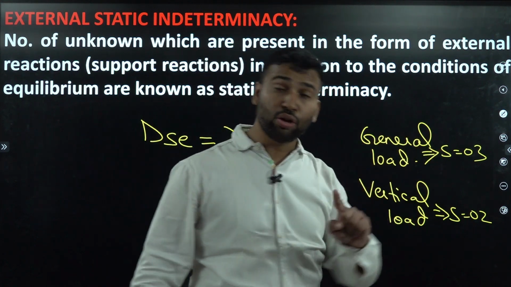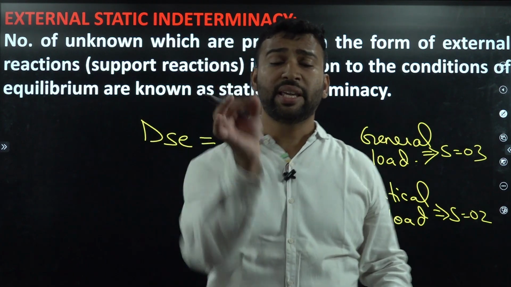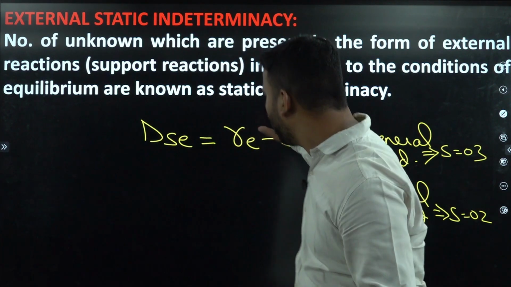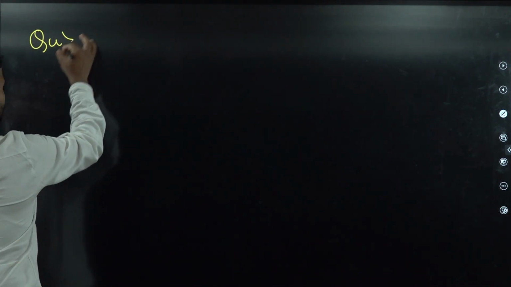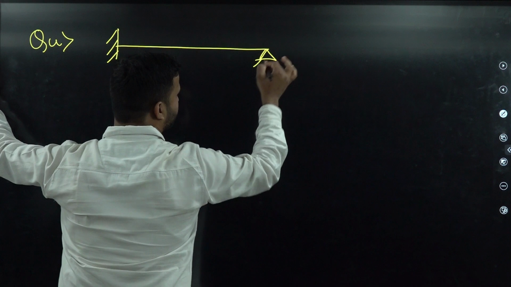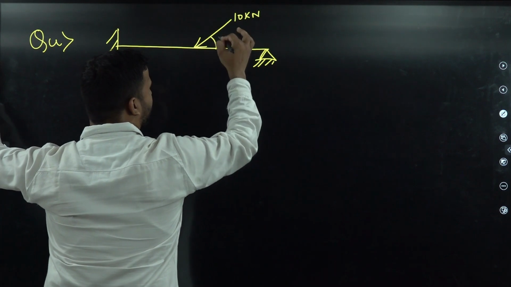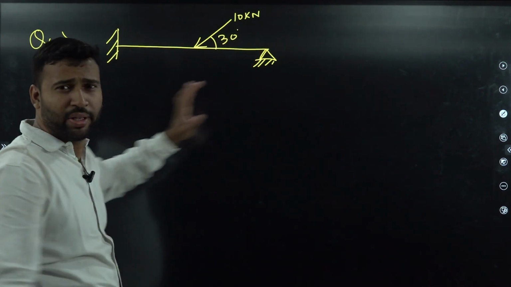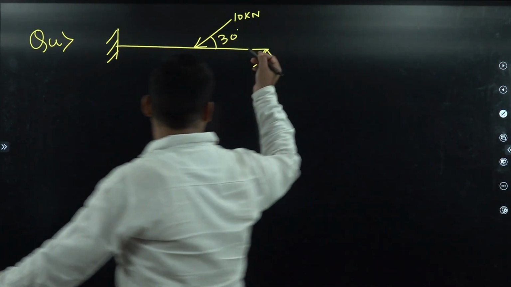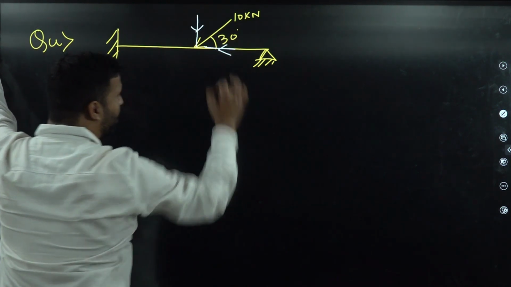Okay. Now we will solve certain questions and you will find it very easy, and definitely in your AE exam you will be getting almost all the questions correct by using this particular technique. Okay. Now the first question, students, is like this. We will have a general load of 10 kilonewton here, acting at an angle of 30 degrees from the horizontal. Just find the external static indeterminacy in this case, students.